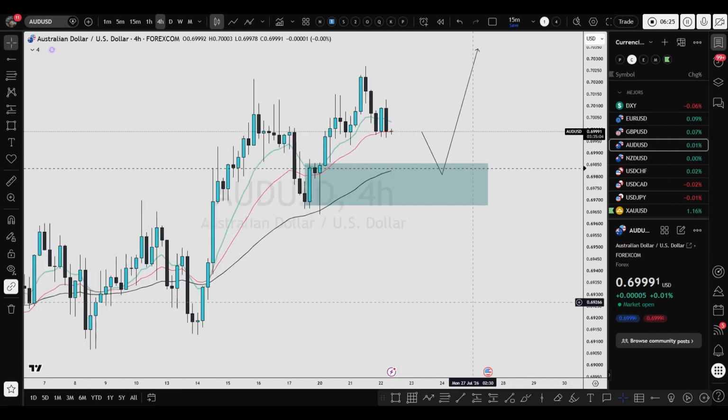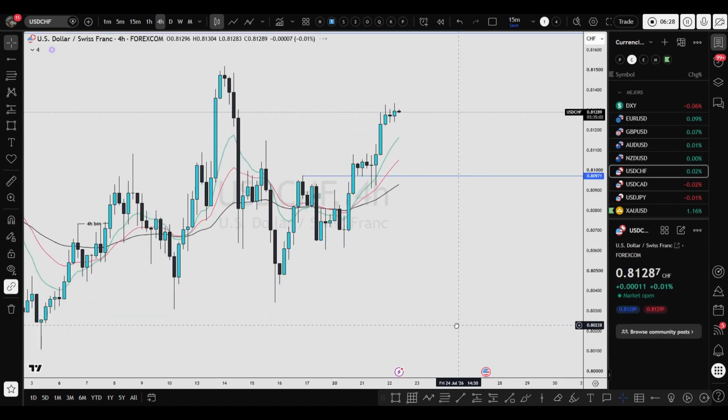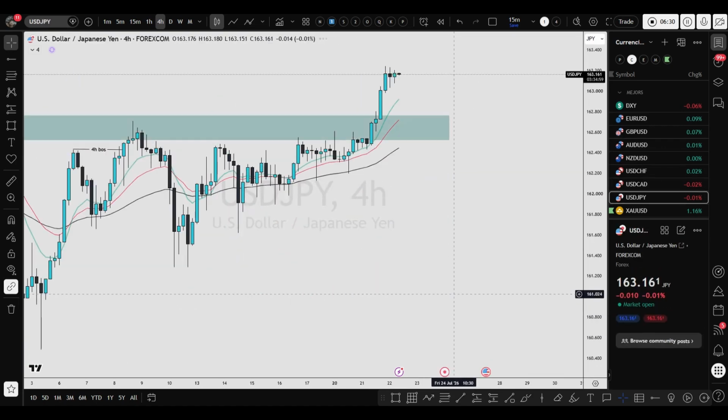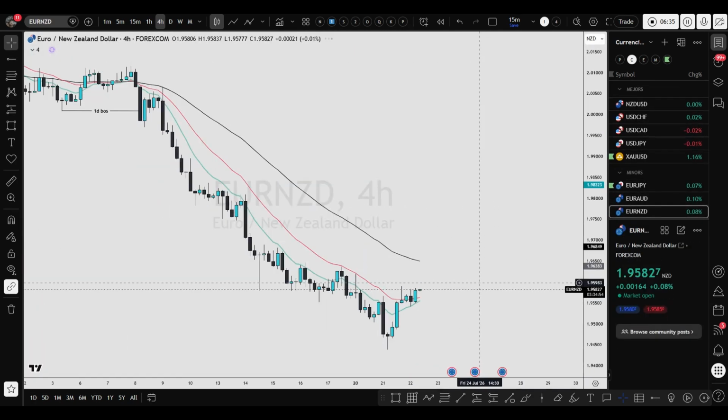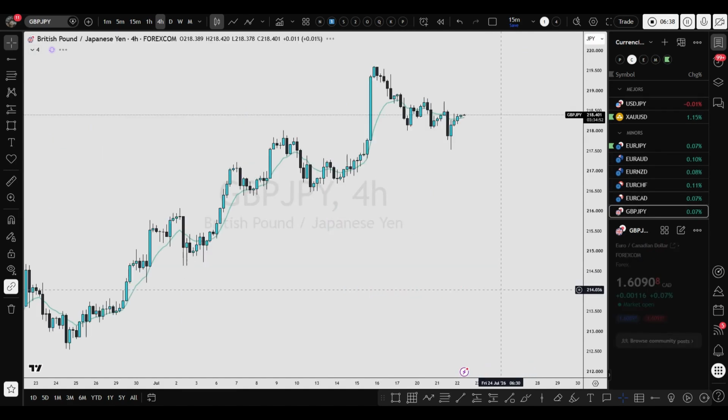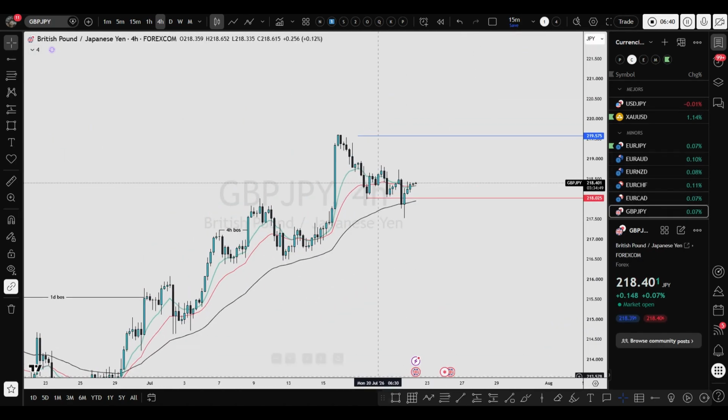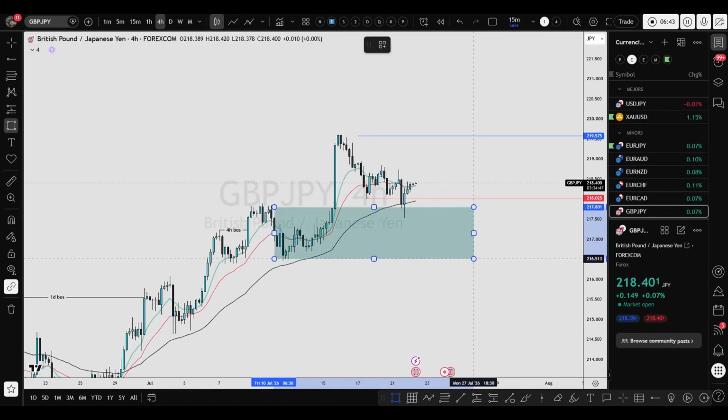There is no clean setup for now. Maybe it's going to be a skip day. I'm just going to hold my Euro JPY long, and we can look for longs in GBP JPY, but let's see.